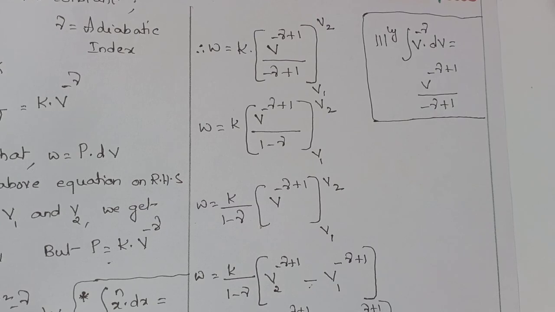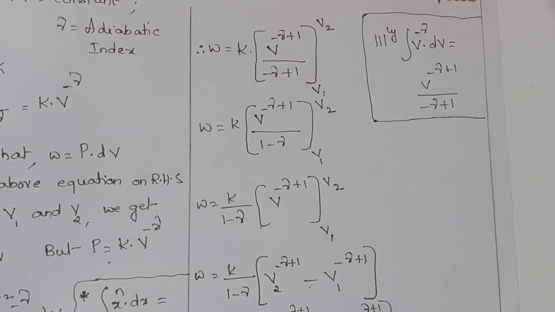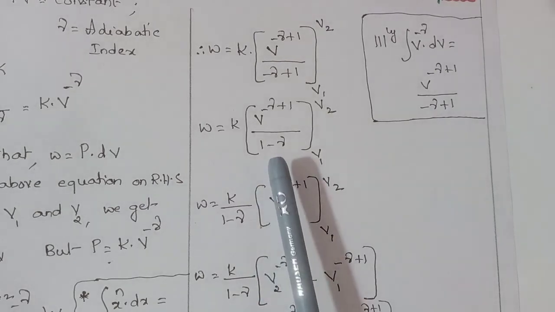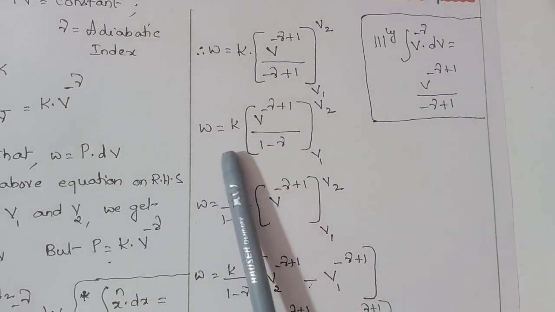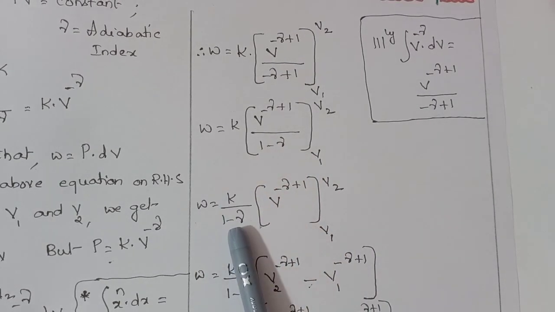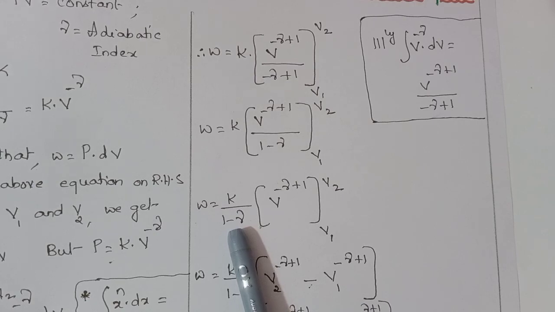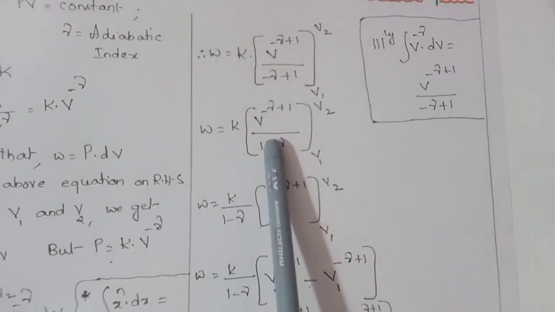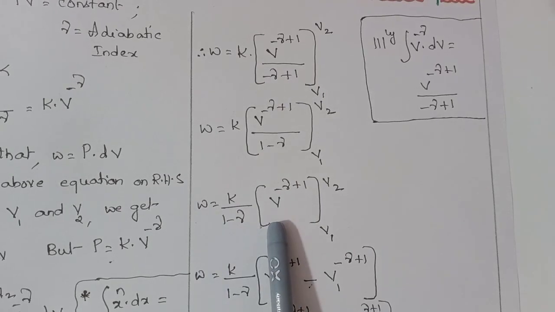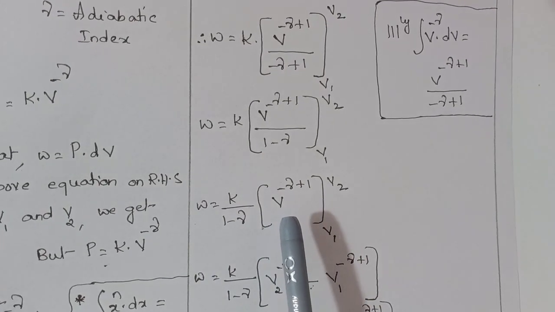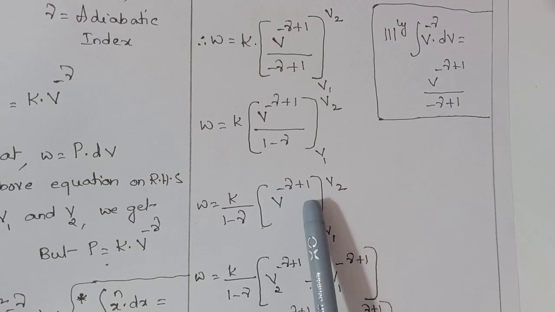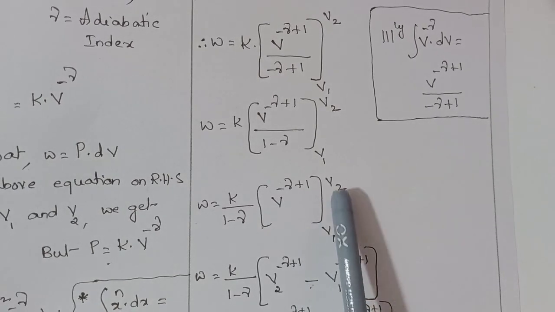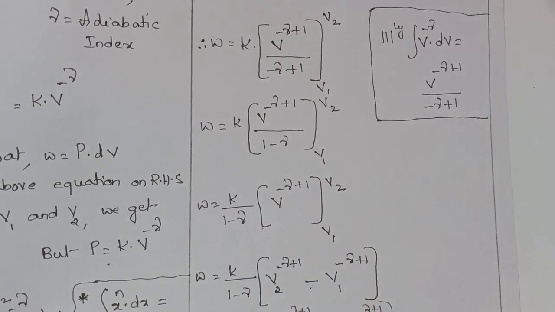Next, what did I do, students? Look at the next step. This 1 minus gamma, I brought it outside the brackets. So here you can see W is equal to K upon 1 minus gamma. Now what remains inside the brackets? Don't write 1 minus gamma again inside the brackets; we brought it outside. So inside the brackets there will be V^(minus gamma plus 1) within the limits V1 to V2. Write down.